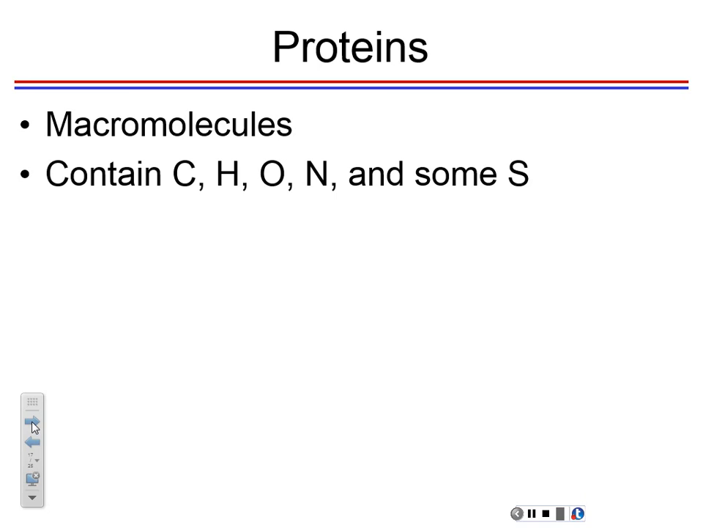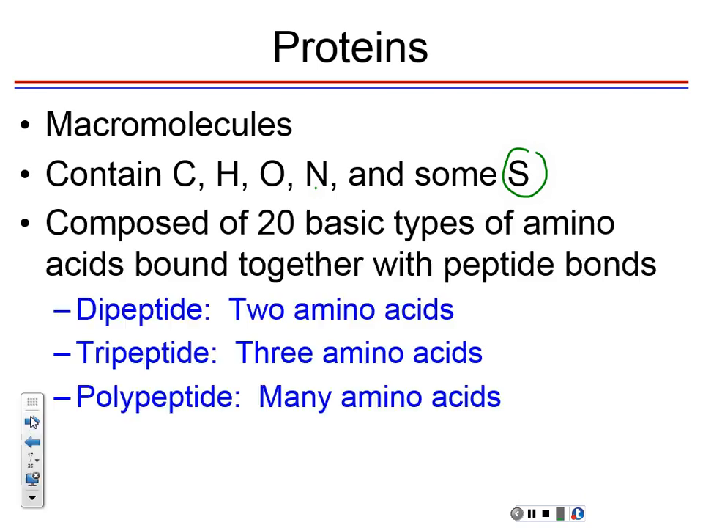So again, like we said, we've got CHO that we've been talking about. We've got N. Now we've got sulfur. We're now beginning to go down to those elements that are found in lesser quantities in the body. So, amino acids. There are 20 amino acids. It's pretty much based on the R group. The R group is different, but the backbone is the same.